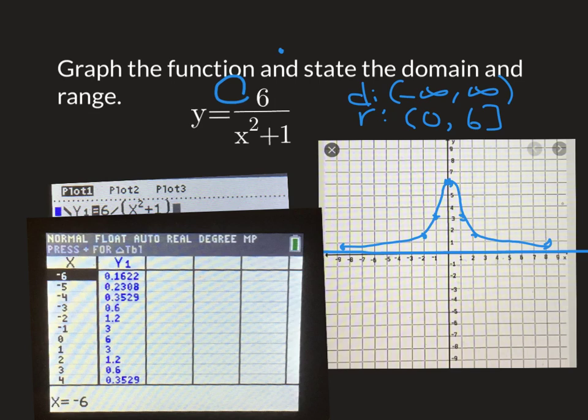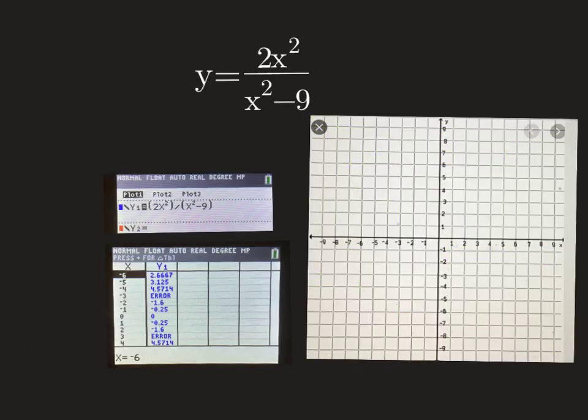Okay, let's try another case. Second case is 2x squared over x squared minus 9. Second case is that the degrees are the same. Now you need to do this step also anytime you can. If you can factor the denominator, which in this case you can, remember x squared minus 9 is the difference of squares. It's really x plus 3, x minus 3.